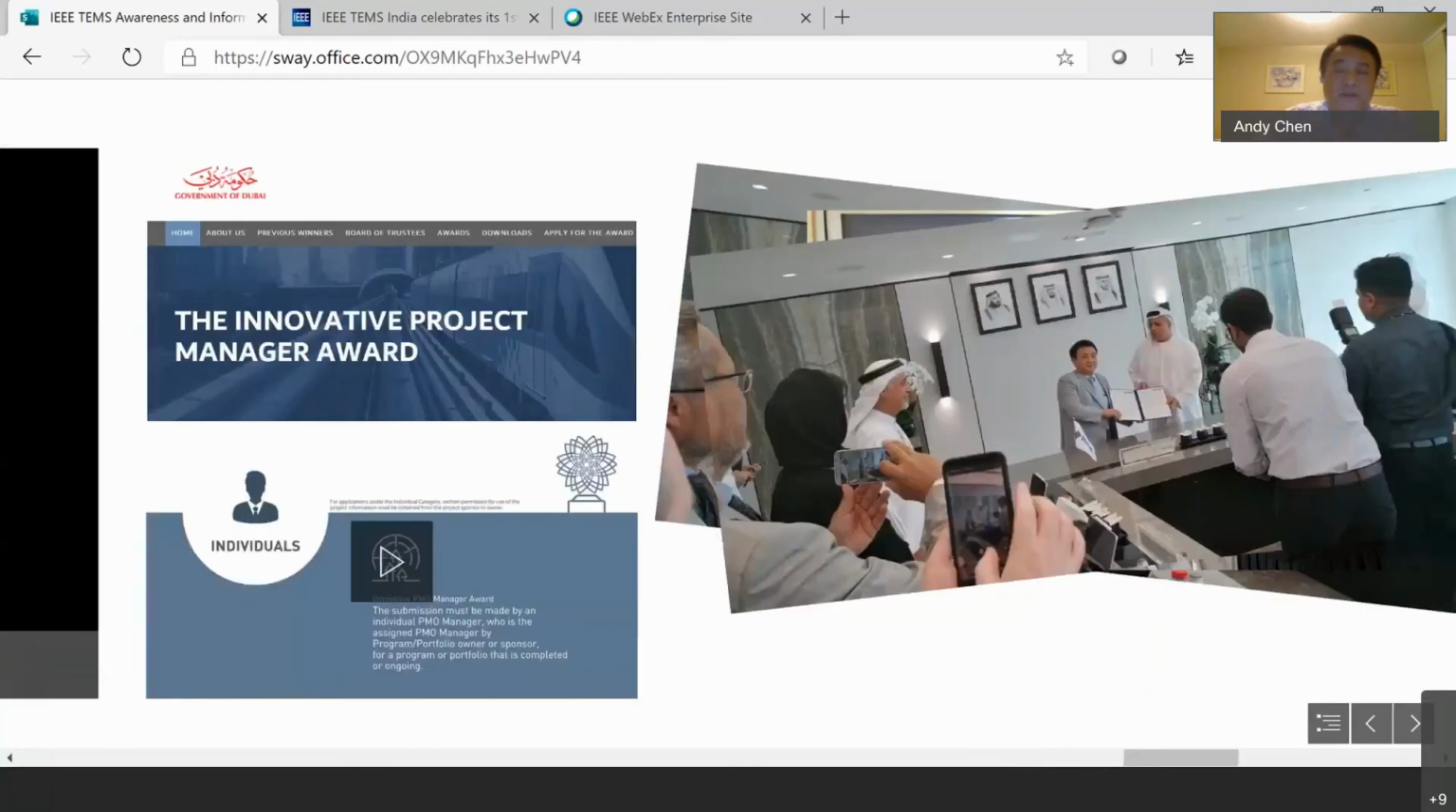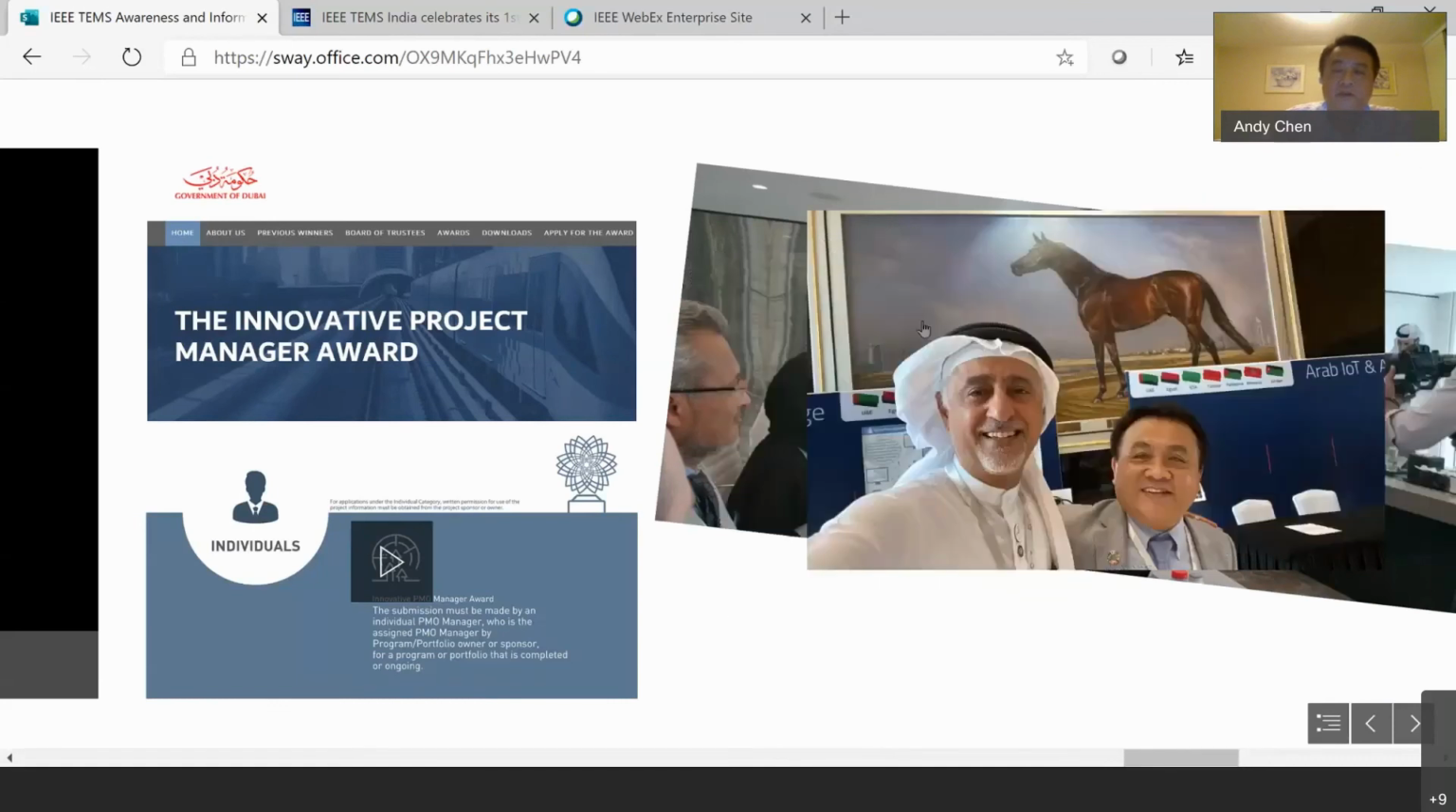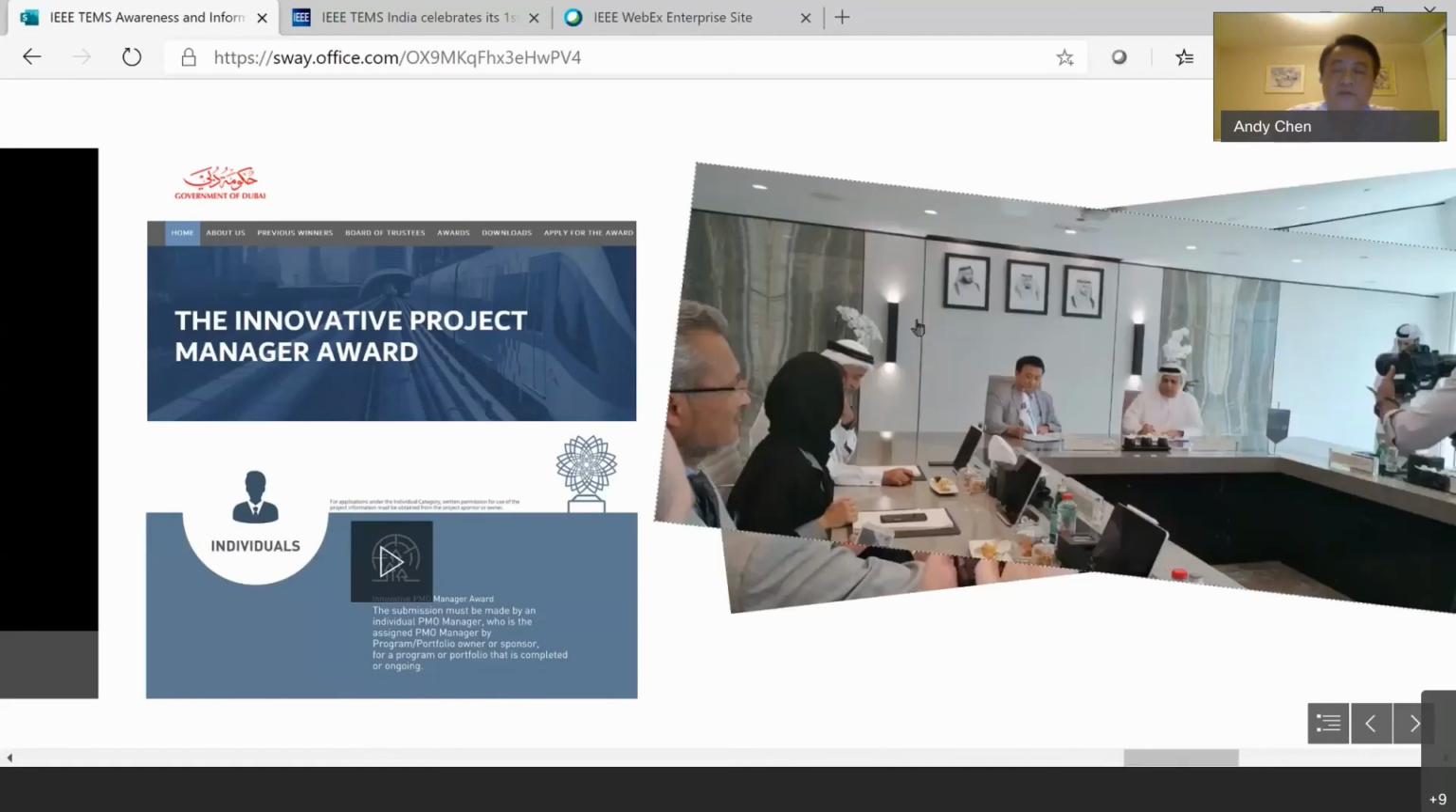We also participate in one of the largest innovative project manager awards. We're currently working on an MOU with the government of Dubai, and there are competitions in project management, individually or by corporations. It was last December when we started working with them to sign an MOU to support this, so our members can participate in those competitions.